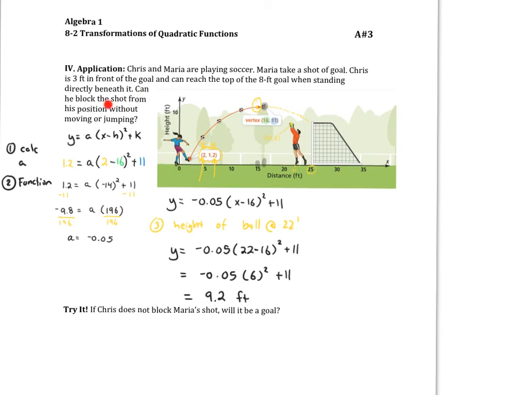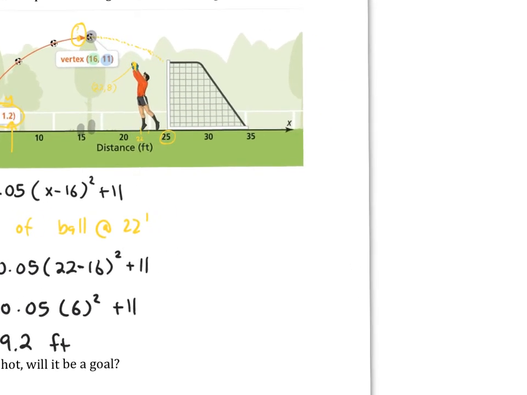So now we can answer the question. When standing, can he block the shot from his position? He reaches 8 feet. The ball is going to be at 9.2 feet. So Chris cannot reach the ball without moving.